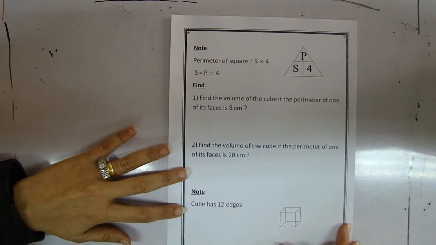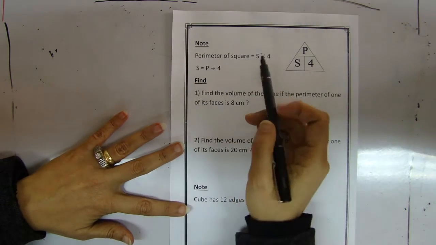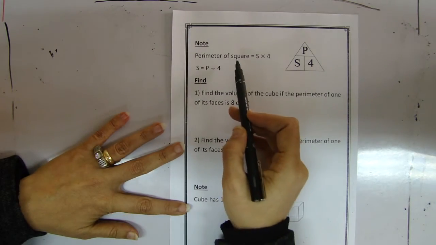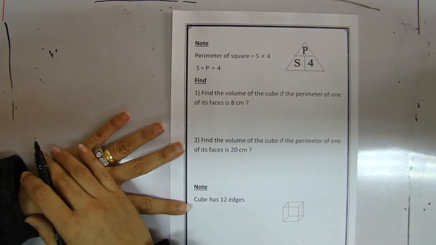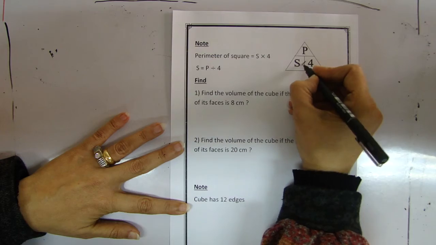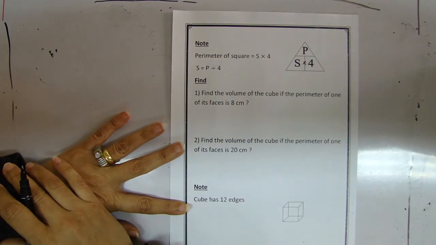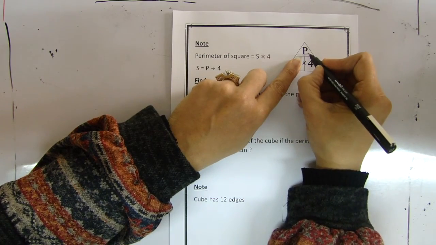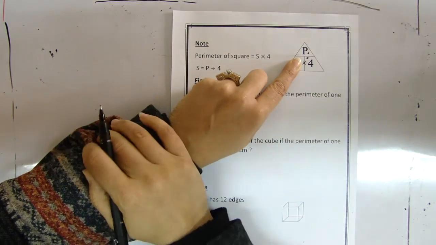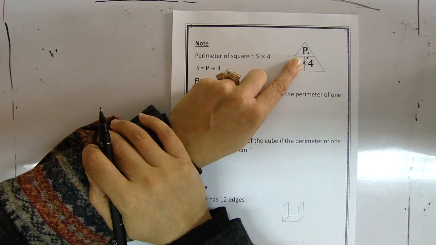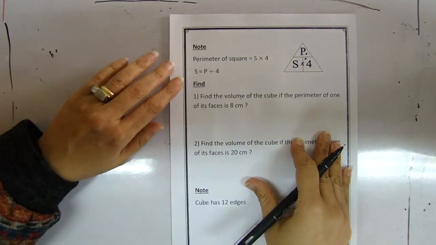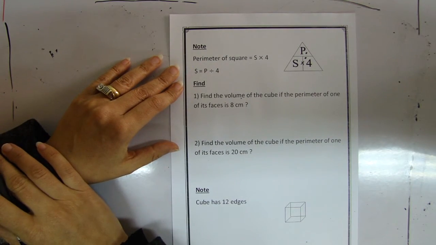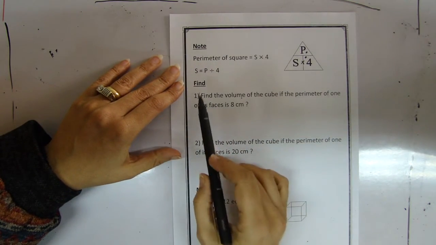We revise. Perimeter of a square equals what? Side times 4. Perimeter of a square equals side times 4. If we want the side, then side equals perimeter divided by 4. Okay? Okay. Find number 1.